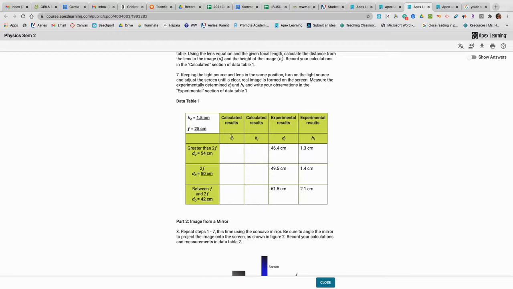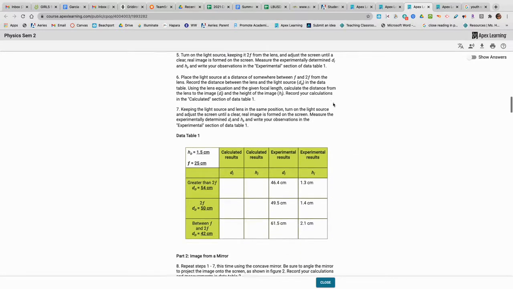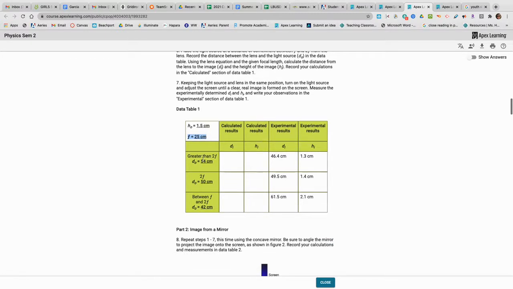To calculate the di, you are going to use the equation 1 over f equals 1 over di plus 1 over do. You'll notice the information they're giving you. This is your f, so 1 over 25 equals, and this is your do for this trial, 54. This is when it's greater than 2f. Greater than 2f means if the focal length is 25, double the focal length, or 2f, would be 50. In this case, they have put the object beyond double the focal length, or beyond 2f. So they've put it at 54 centimeters.